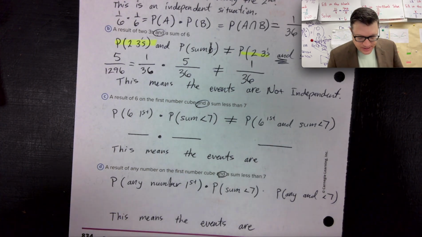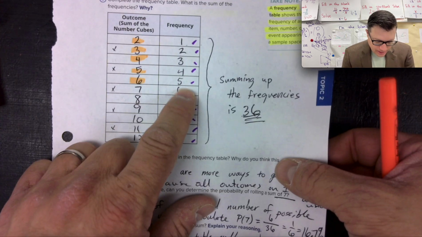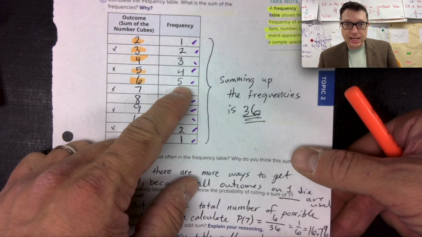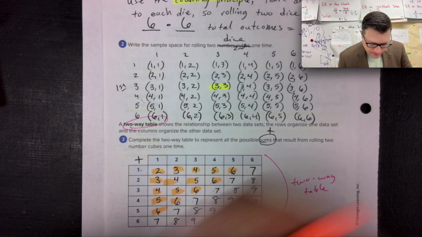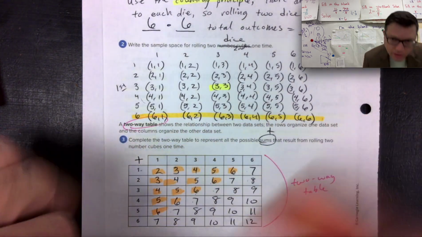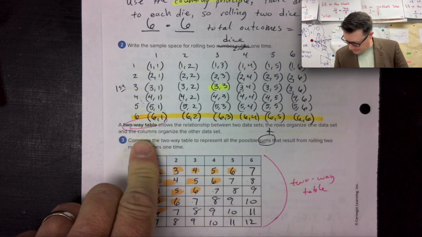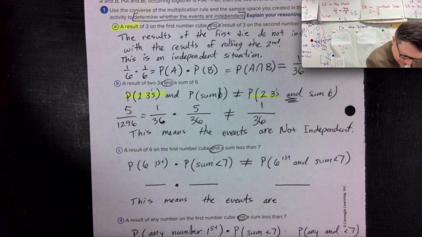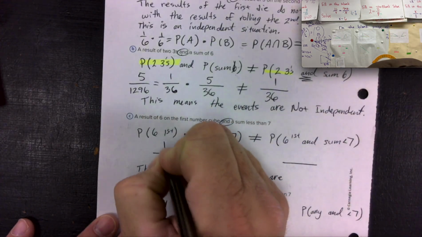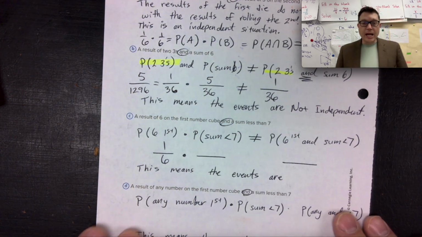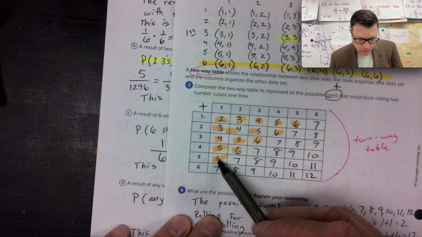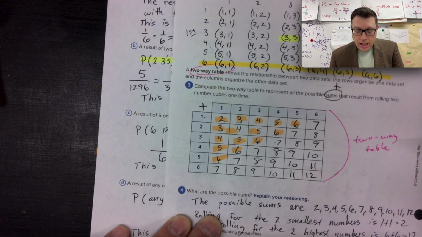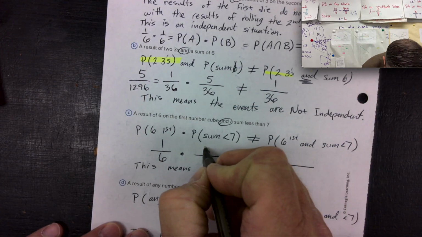So a result of 6, that means 6 is the first die throw. So 6 is the first die throw is this entire row. There are 6 of them. And then getting a sum less than 7. So a sum less than 7 are these 15 outcomes out of 36.